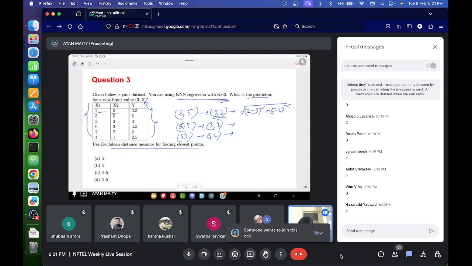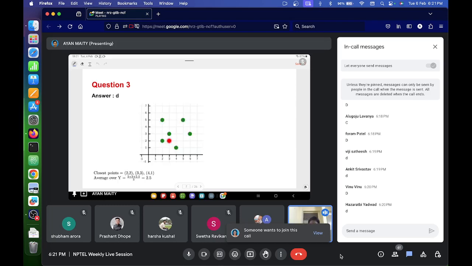So it will be easier because there are only 6 points, and the values are also within a small range, so we can just plot these points and it will be easier to visualize and find out the three closest points without even computing the Euclidean distance. So these green points are the training data points. There are 6 training data points, and this red point is the new point 3 comma 2.